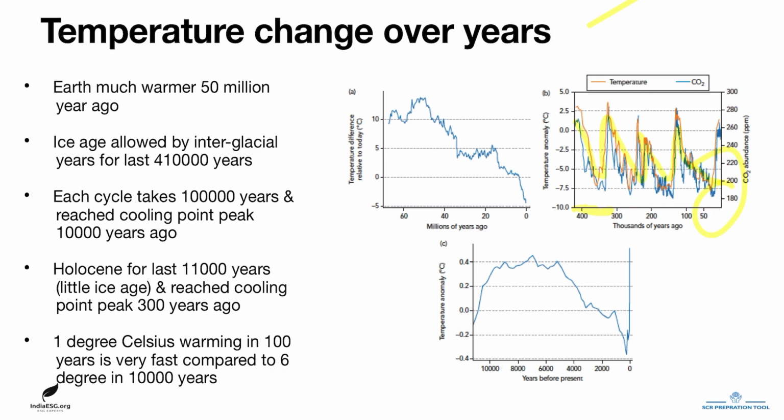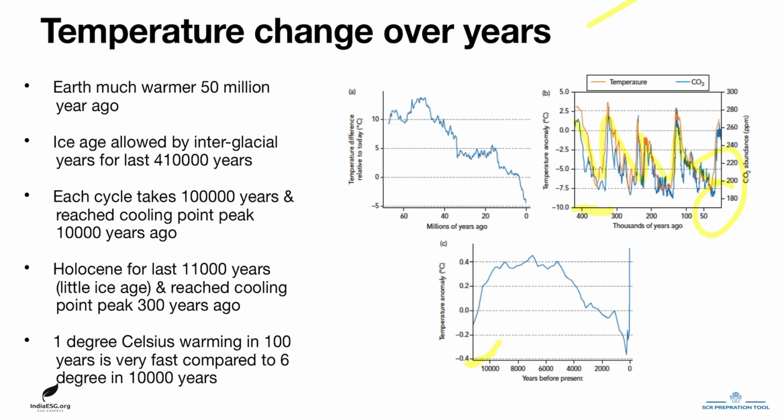And at present, the last ice age ended about 10,000 years ago, and the coldest point was about 20,000 years ago. And since then, for the last 10,000 years, we have been in an interglacial period. Now, in the last diagram, if you see here, it shows the Earth's temperature for the last 11,000 years.